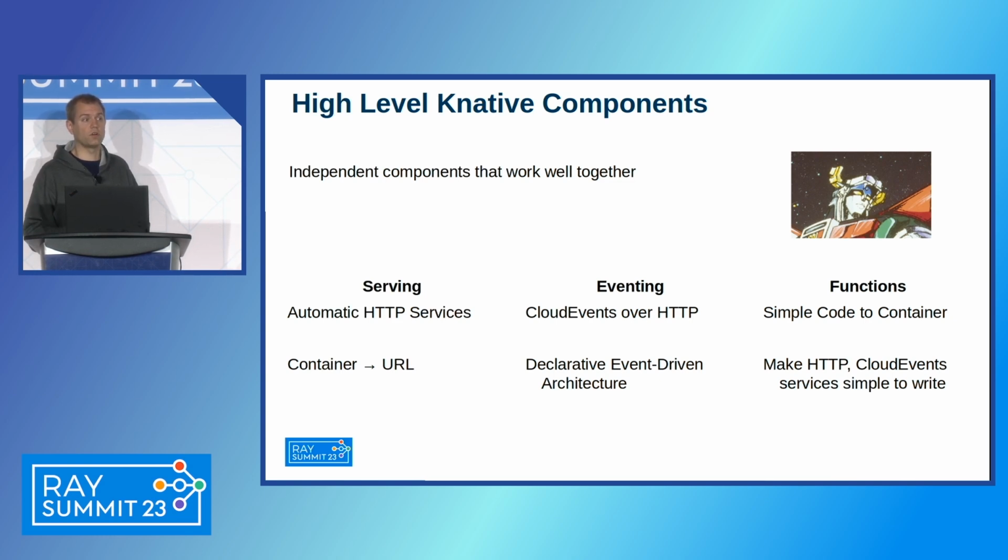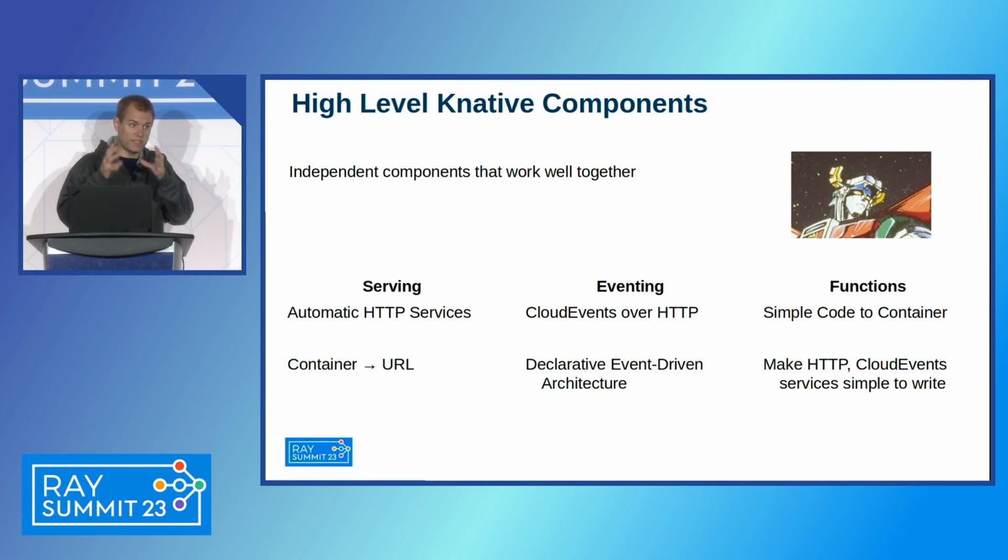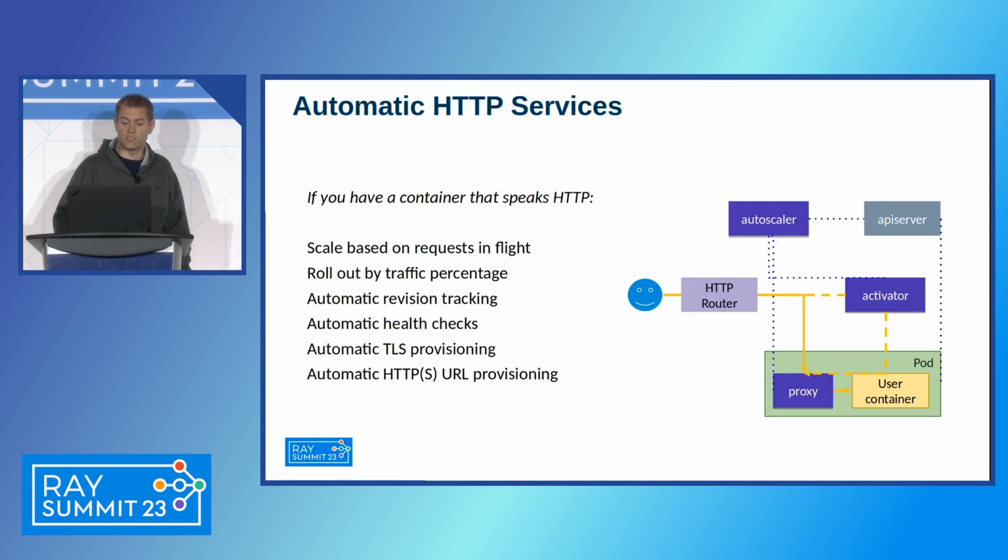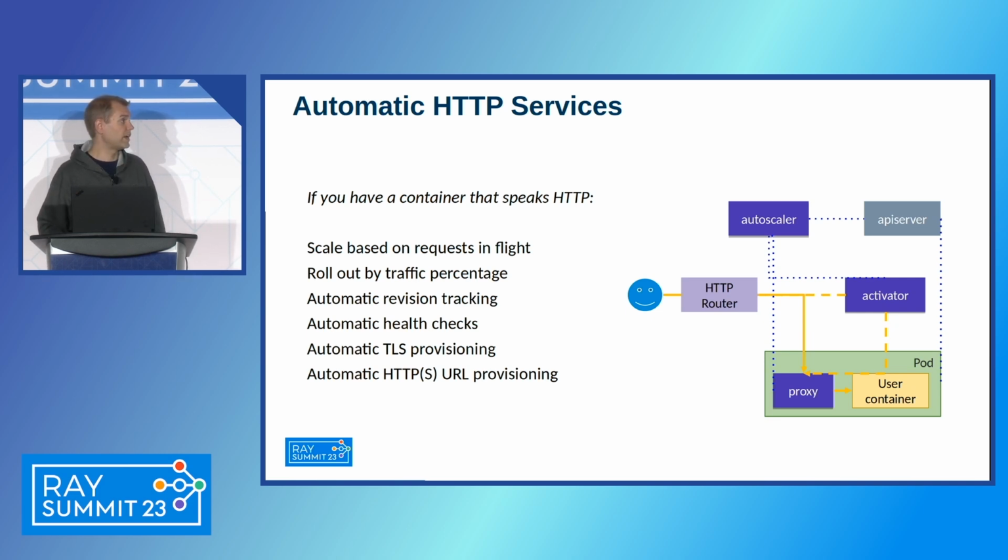Eventing, if you have event-driven workflows, gives you a single interface for a variety of sources and sinks, so you can chain those events together using a single API in a declarative fashion. And then serving: if you have a container that speaks HTTP, serving will allow you to take that container and run it and do all the background pieces that you might not want to have to worry about. Things like scaling requests, managing rollbacks and revisions, or the updates you make to your application, health checks, and all the security pieces that you would want to do. All right. Again, high-level Knative. So what might this look like?